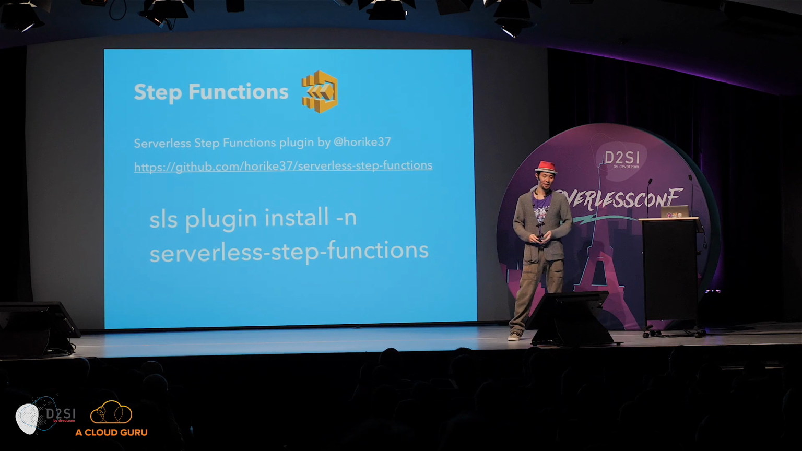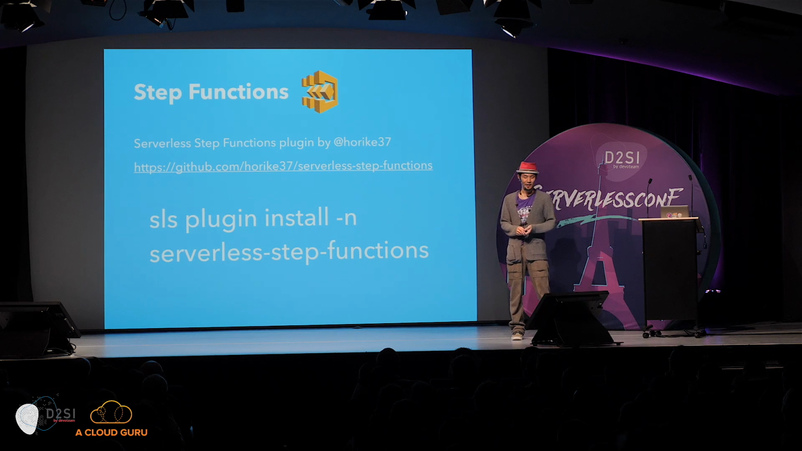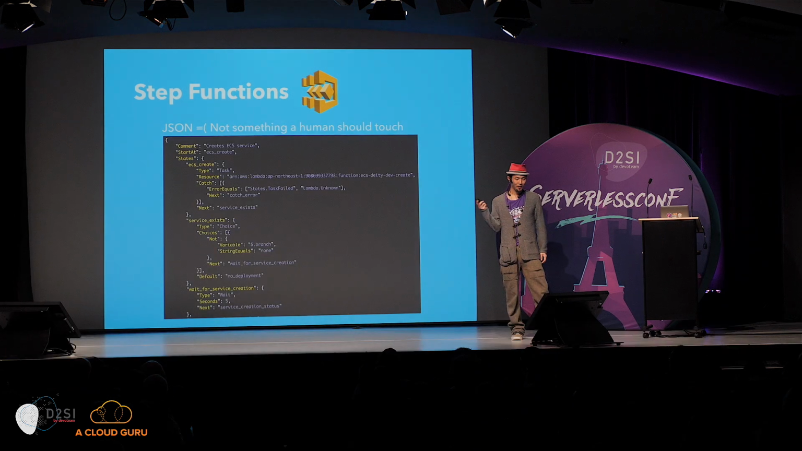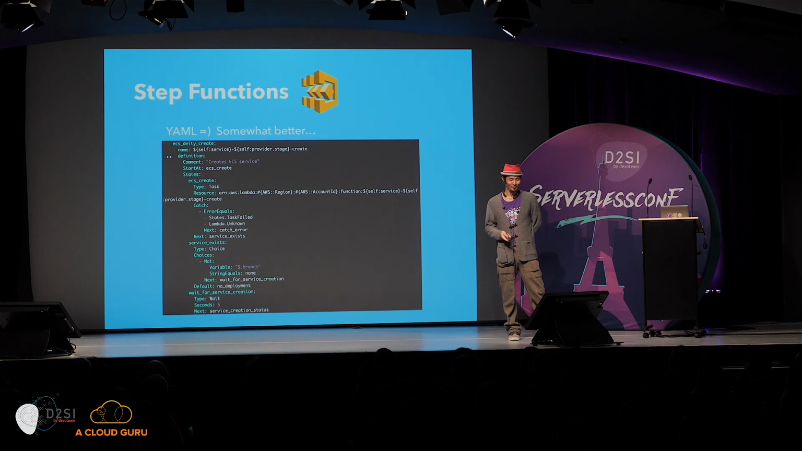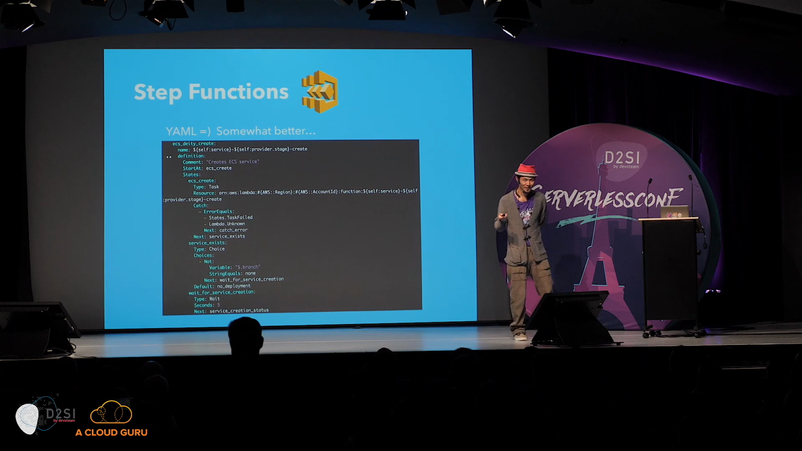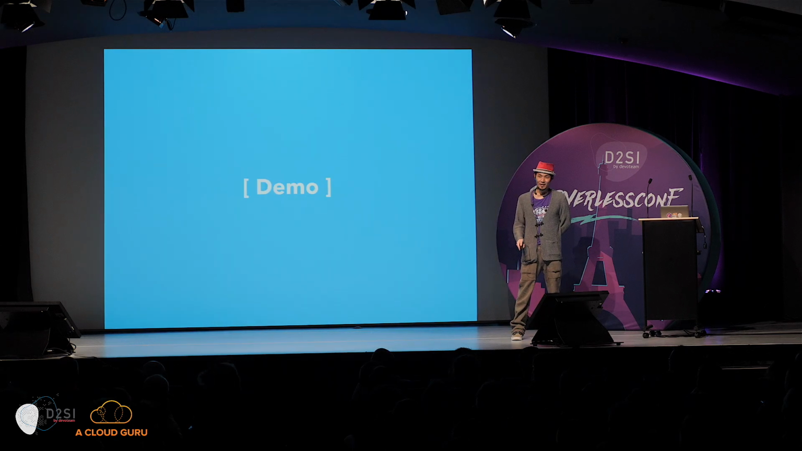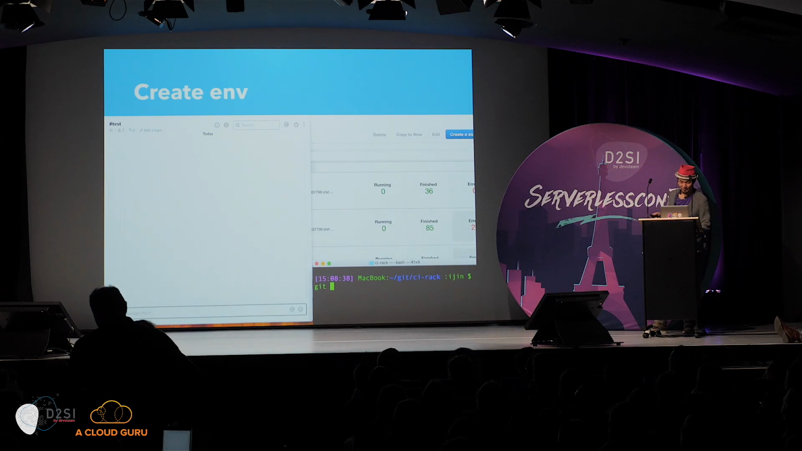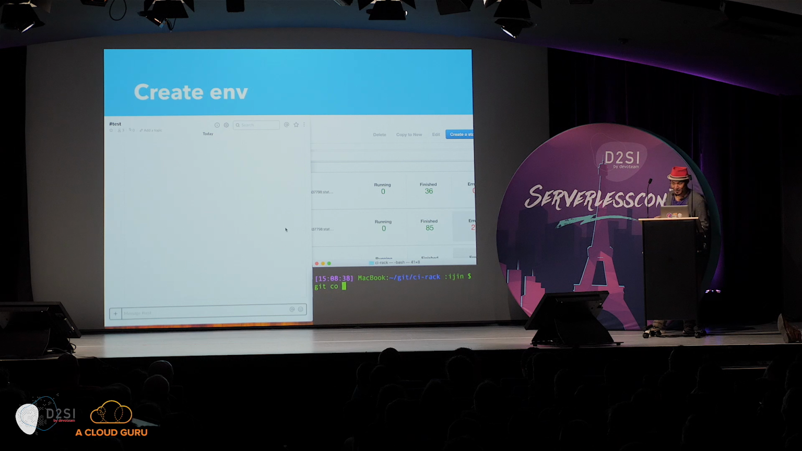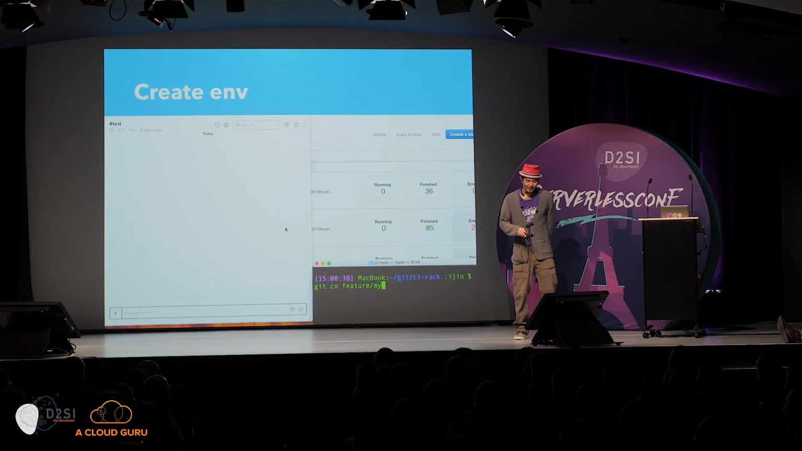And my very good friend Horike in Japan, he's the author of the Step Functions plugin, and it enables you to not use JSON, which I personally think humans should never touch. It makes it somewhat less painful. You can write YAML with it. It's not optimal, but it's slightly better. And as a demo, I've pre-recorded my thing because it's easier.